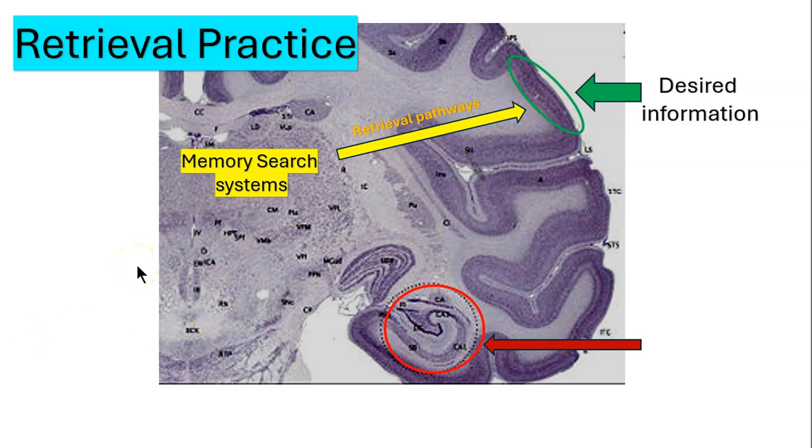And finally, what about retrieval practice? Well, when we retrieve information, our memory search systems are trying to locate and reactivate stored memory traces, the desired information we want to retrieve. Retrieval practice is the very kind of study technique that will help us strengthen those retrieval pathways. So it's not enough to have strong cortical memory traces. We have to have search systems in our brain that can find those memory traces. And retrieval practice helps our brain keep those retrieval pathways strong so that we can quickly find the memory traces that we desire to reactivate.